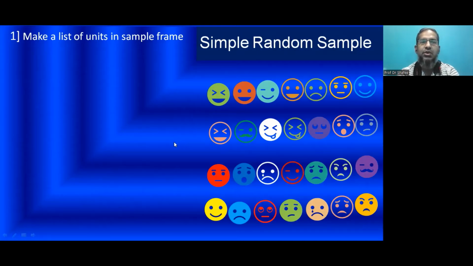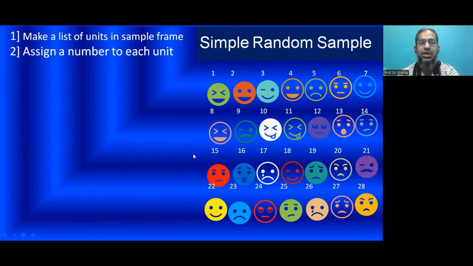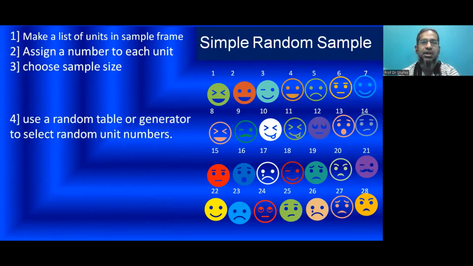So what we will do is make a list of samples in the frame and assign a number to each unit. Here they have given the units or the individual samples, and numbers will be assigned to them. You can see the numbers are in sequence. In simple random sampling, we are supposed to give the numbers in sequence. After that, we need to choose the sample from the sampling frame.